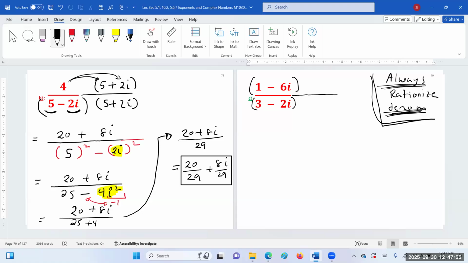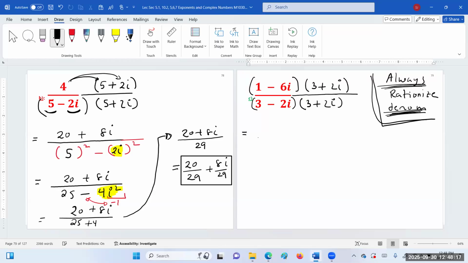So how many terms do you have on the denominator? 2. So do you multiply by i or do you use the conjugate? What's the conjugate of the denominator? 3 plus 2i. Good job. 3 plus 2i.